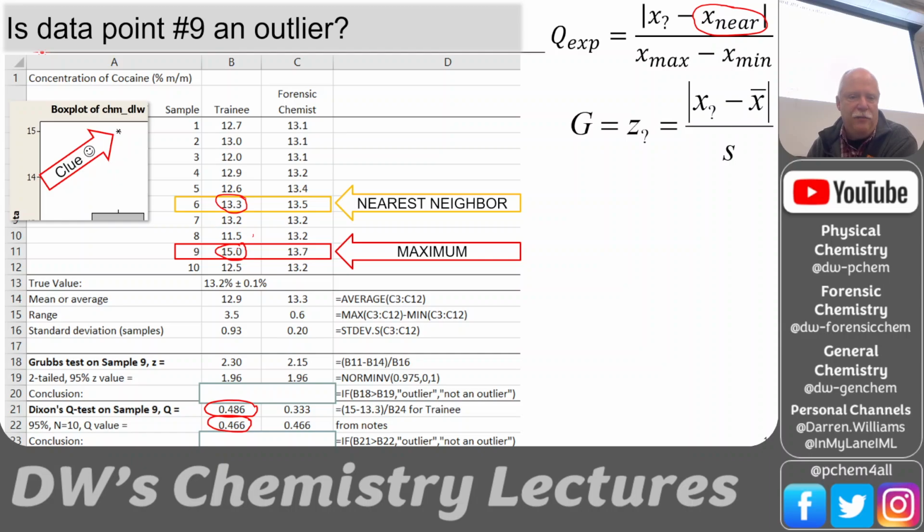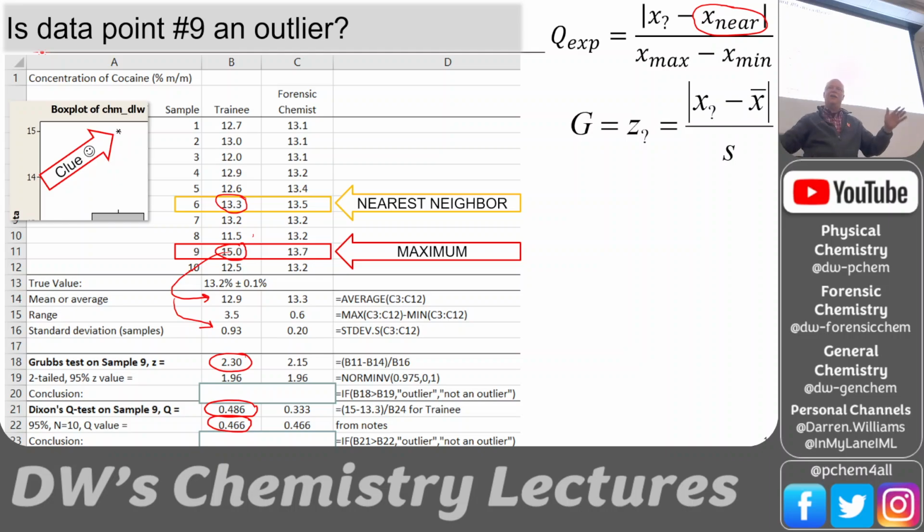Here we take the 15 and we subtract the mean, 12.9, and then we divide by the standard deviation, and we end up with 2.30. So our data point, 15, is 2.3 standard deviations away from the mean. And the upper limit for 95% confidence is only 1.96. So it's beyond 1.96. It's at 2.3. So it's likely an outlier, right?